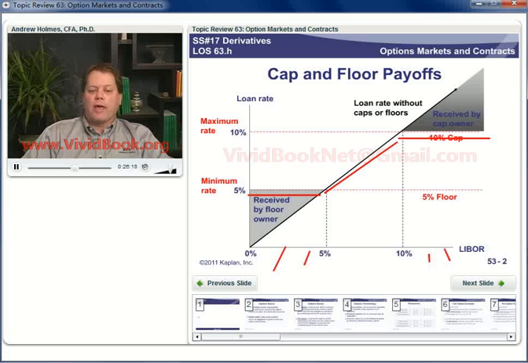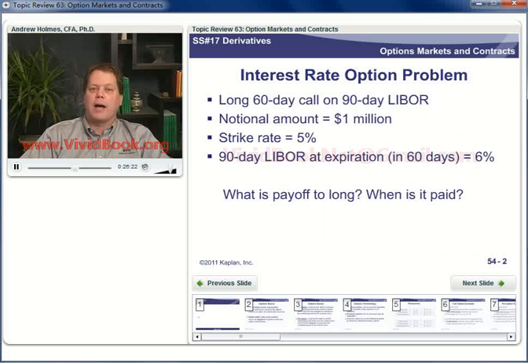All right? So caps and floors, one way to view interest rate options. It's just a series of interest rate options. Let's try to calculate a payoff together really quickly. So we have a long 60-day call option on 90-day LIBOR. So 90-day LIBOR is the underlying interest rate. Make sure that you know that that's the periodicity of the underlying nominal loan, right? So it's a 90-day loan that's going to be at stake if we're using 90-day LIBOR.